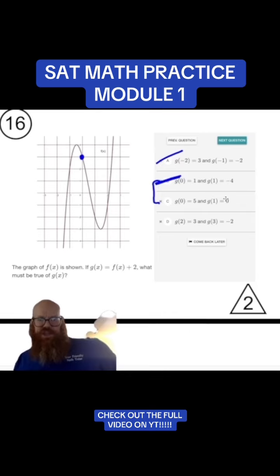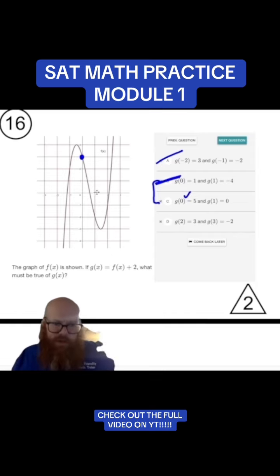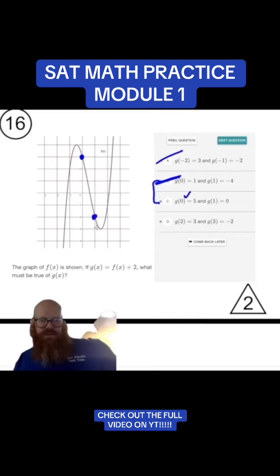And then I need to check this one, because if this is true, I need both of them to be true. So now g of 1. Well, f of 1 is negative 2. And negative 2 plus 2 is 0. So this one works out for both. So C is the answer.